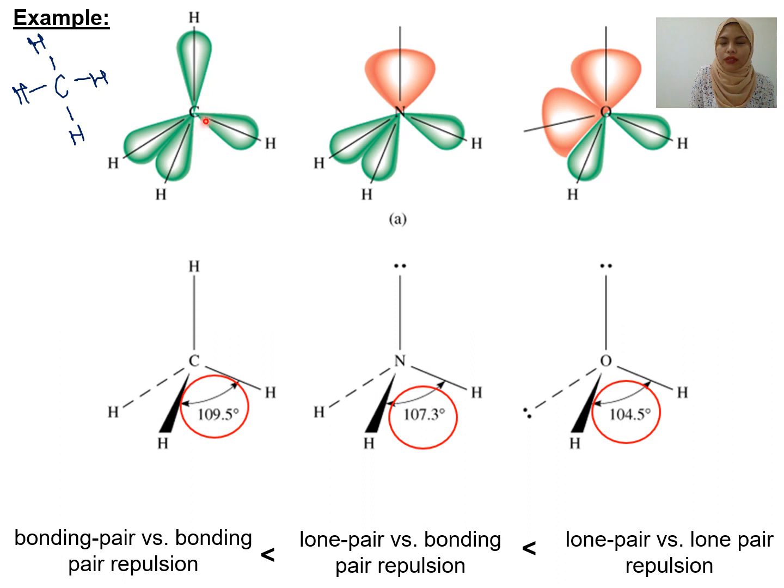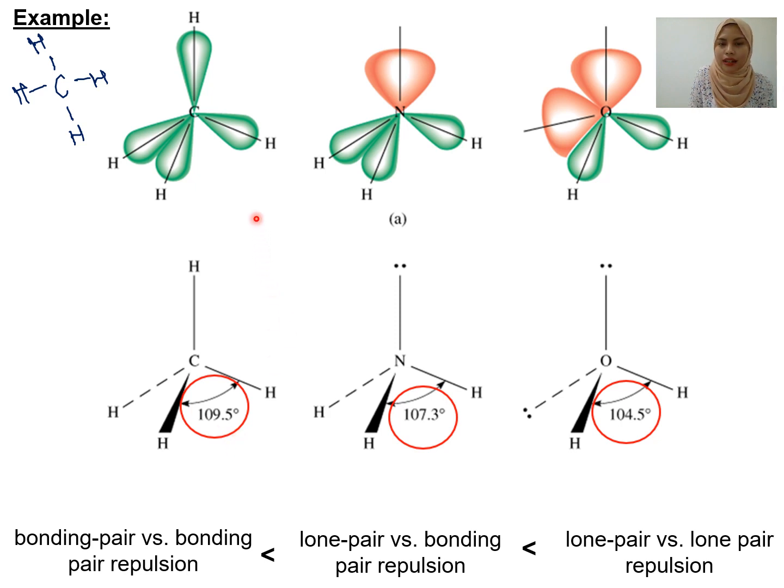Okay, so at the beginning, this central atom has no lone pair at all. So this central atom only involves bonding pair with bonding pair repulsion according to VSEPR theory. And if a central atom has 4 electron pairs and only bonding pairs, no lone pair, its shape is tetrahedral with a bond angle of 109.5 degrees.